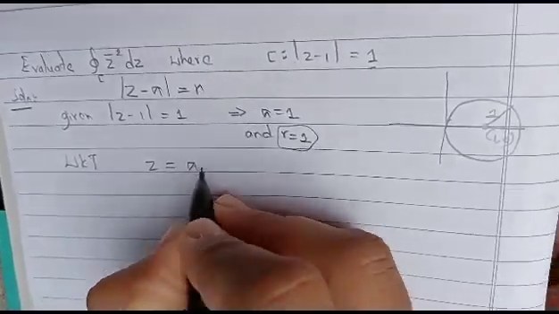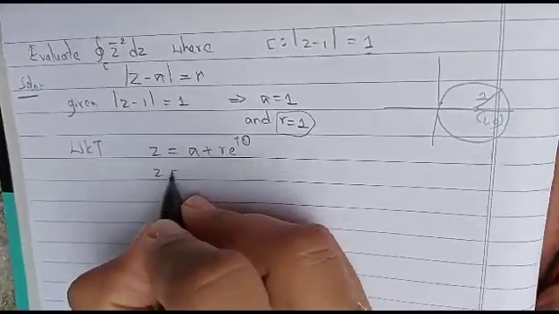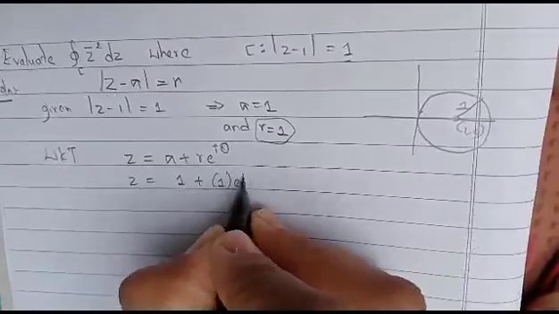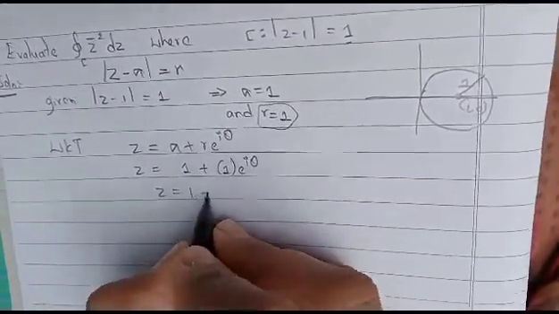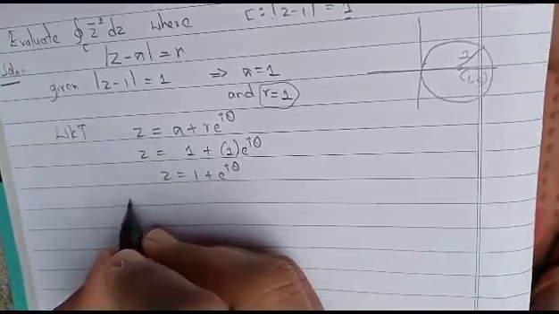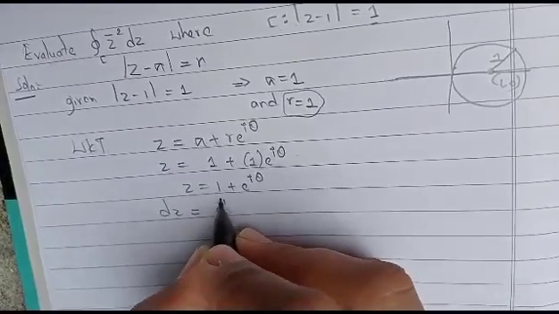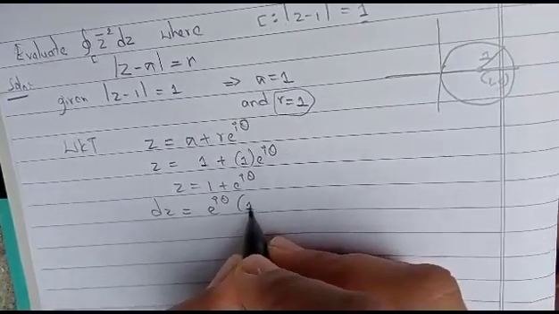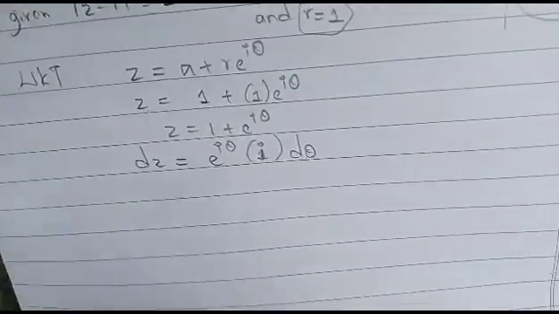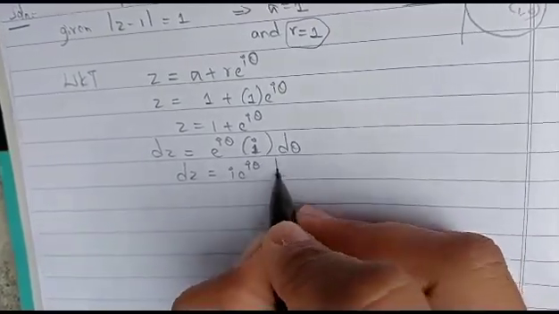written in the form of a plus r e power i theta. Here z equal to a is 1 plus r is 1 e power i theta. Z equal to 1 plus e power i theta. While differentiating this with respect to theta, we get dz equal to e power i theta into i into d theta. Dz equal to i e power i theta d theta.